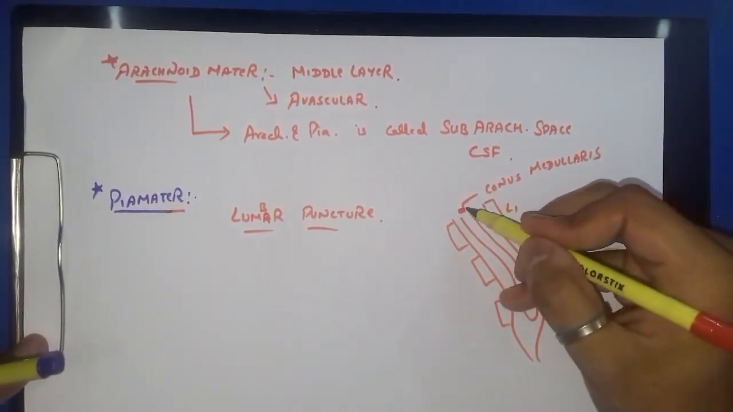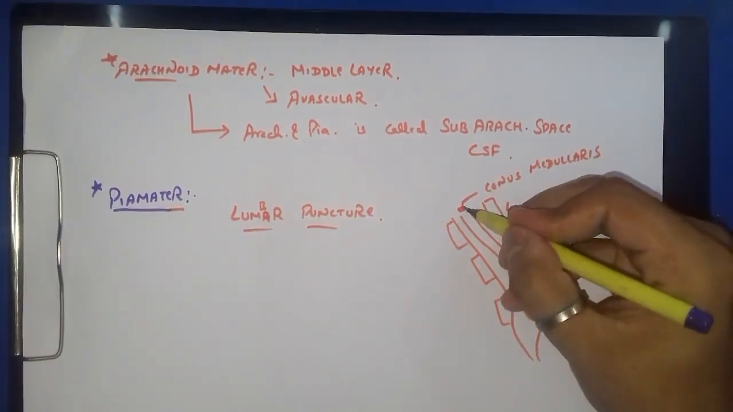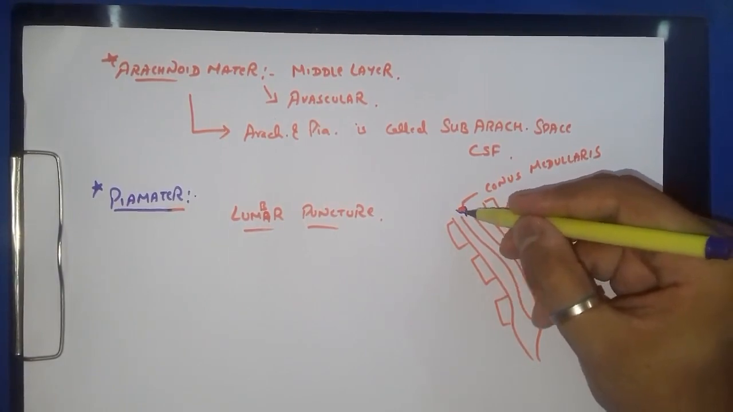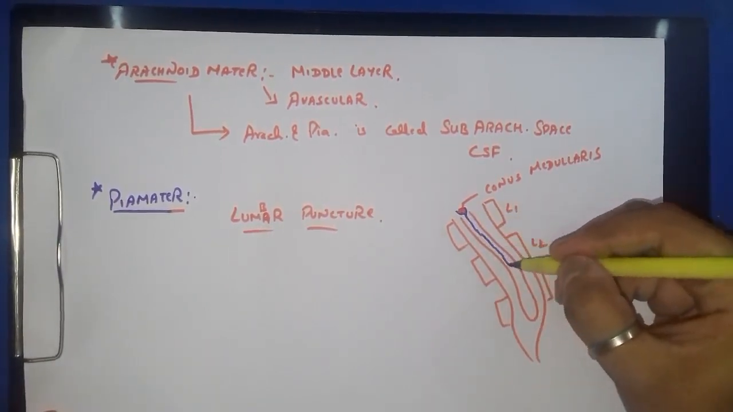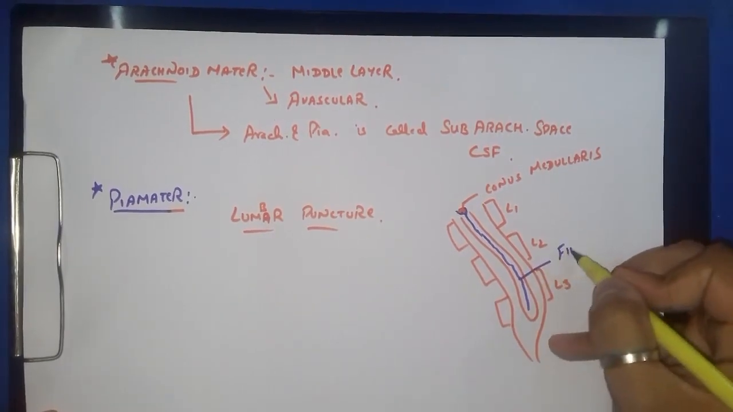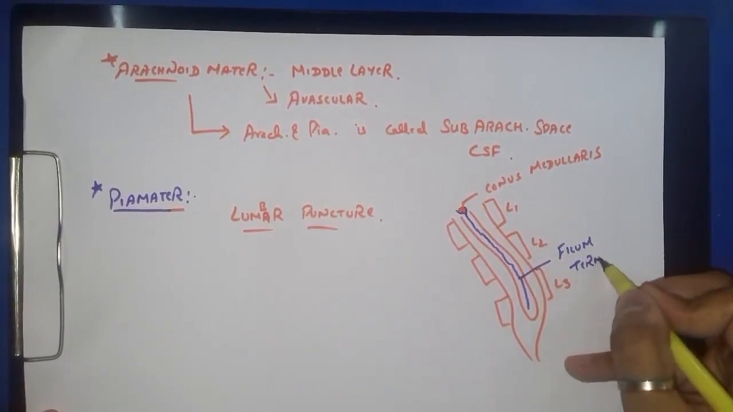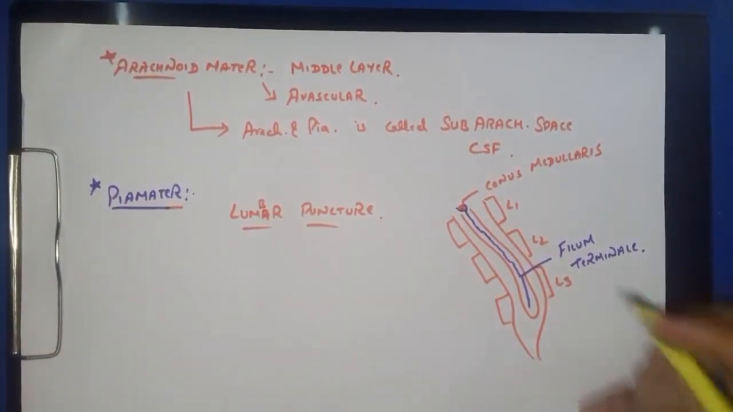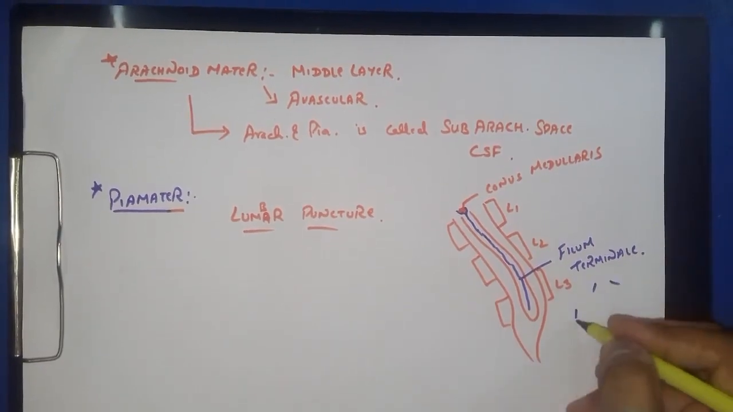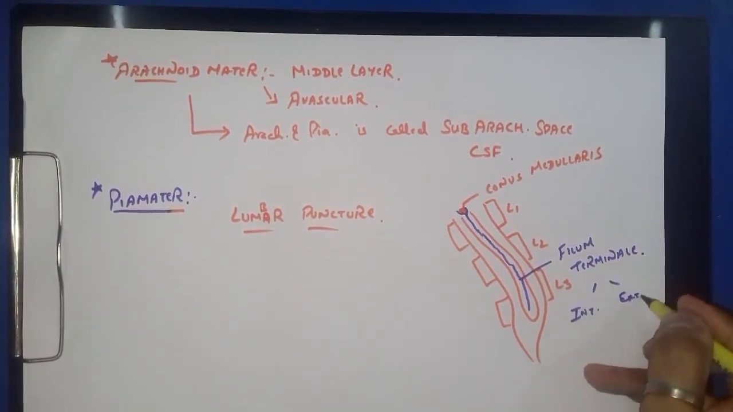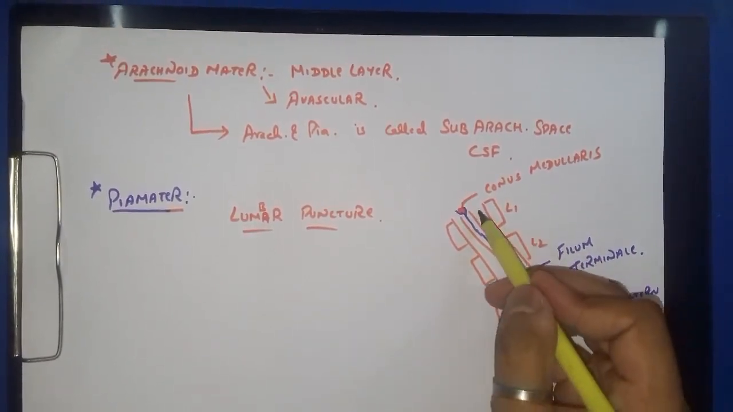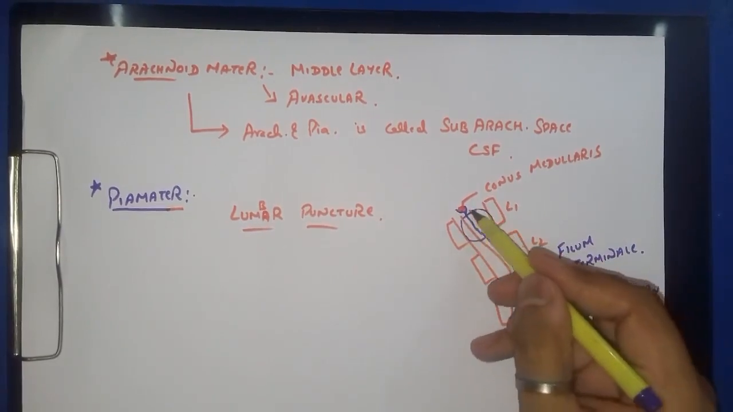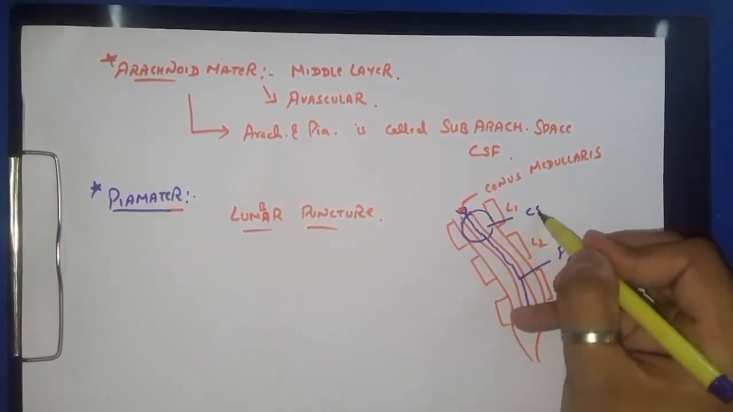After this part, suppose this is the pia mater. The pia mater extends into a long thread-like structure called the filum terminale. Later on, when we study the extensions of pia mater in detail, we will see that filum terminale is of two types: filum terminale internum and filum terminale externum. This portion where the spinal cord ends is the CSF cistern.